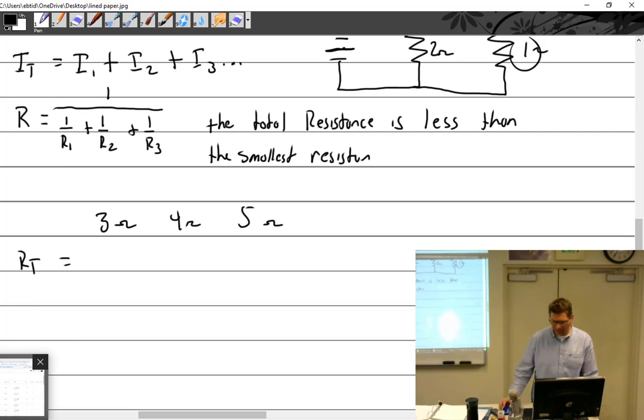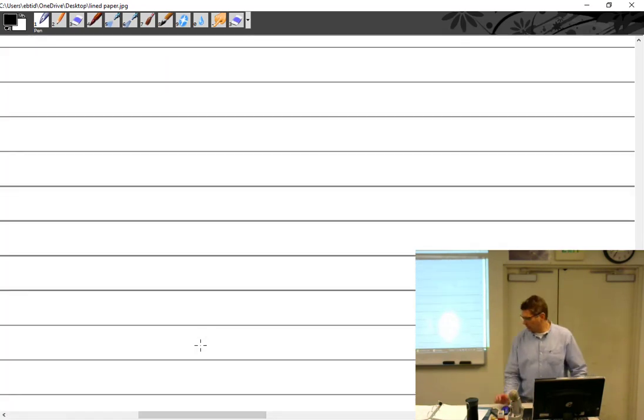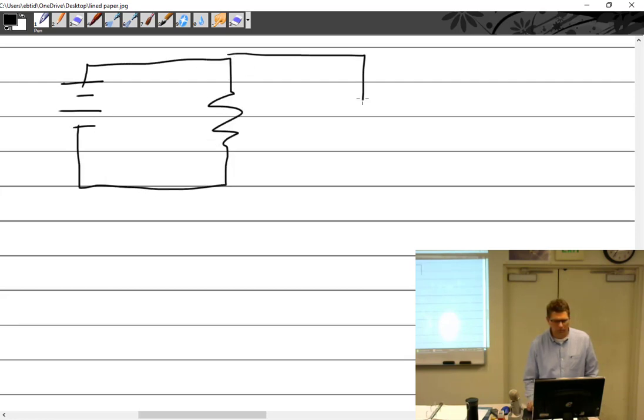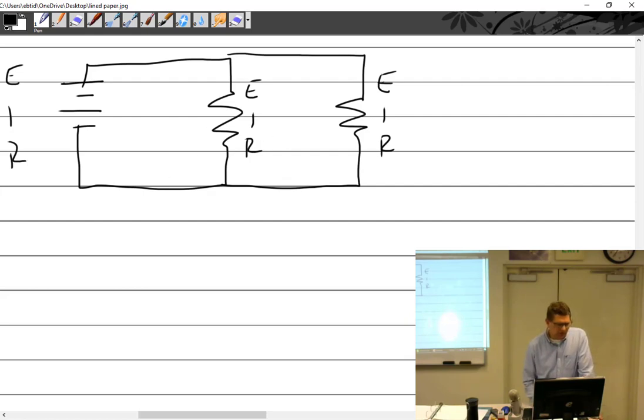Yeah. Okay. Let's do an actual problem then. So let's see. All right, so E, I, and R, E, I, and R, E, I, and R. We'll make this 6 ohms, and this can be 4 ohms, and this can be 12 volts. There you go.